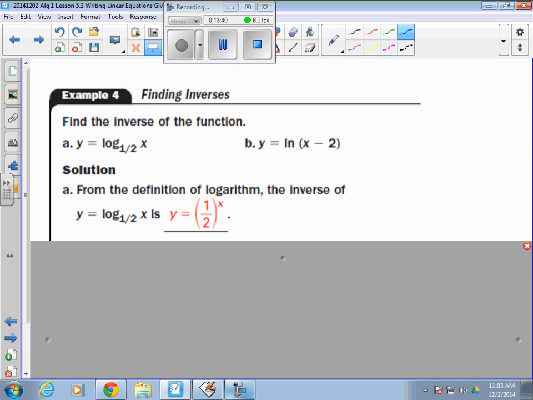And here's finding more inverses. It says log y is equal to the log base 1/2 of x. Log base 1/2 of x is what? So it's saying 1/2 of it, it's going to cancel out, and it's going to be 1/2 raised to the x power. We'll come back more to inverses tomorrow.